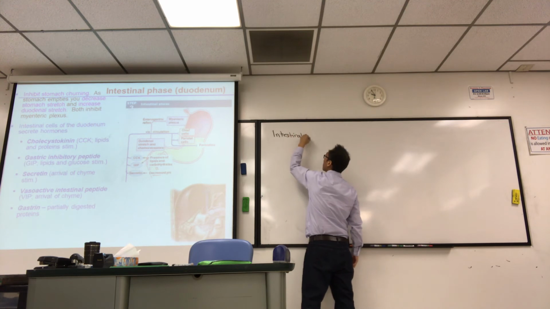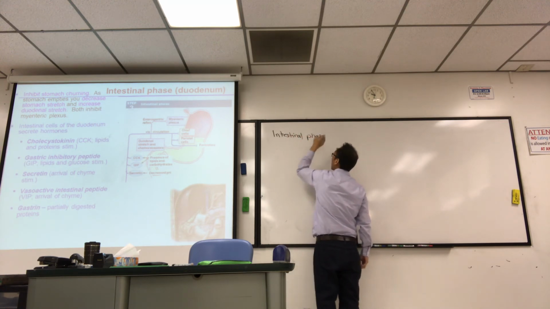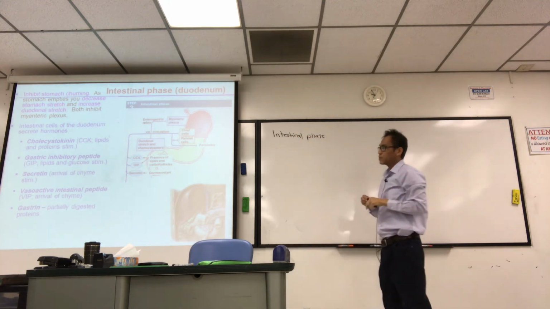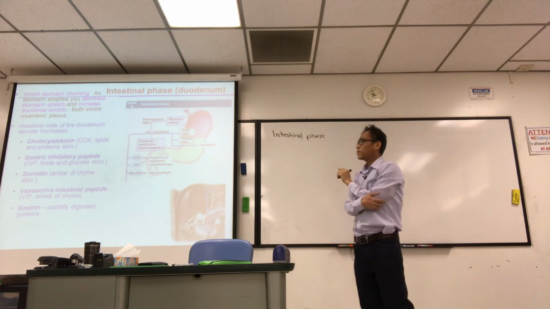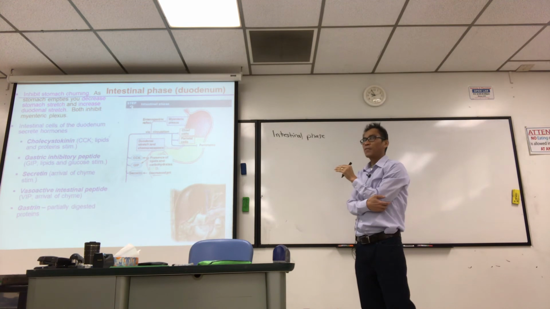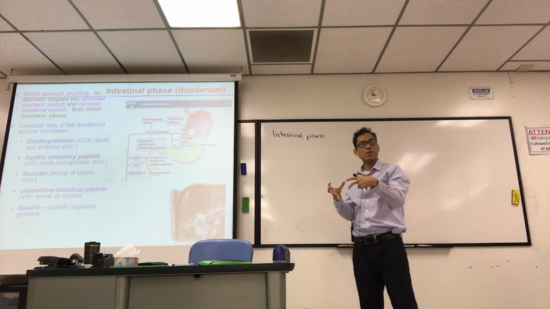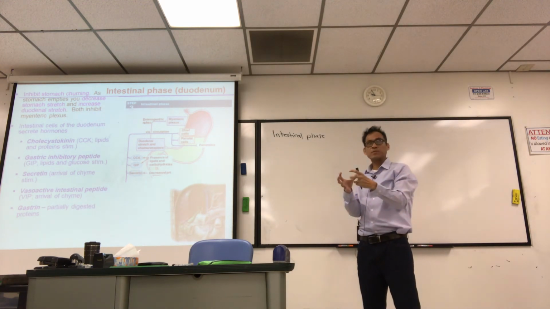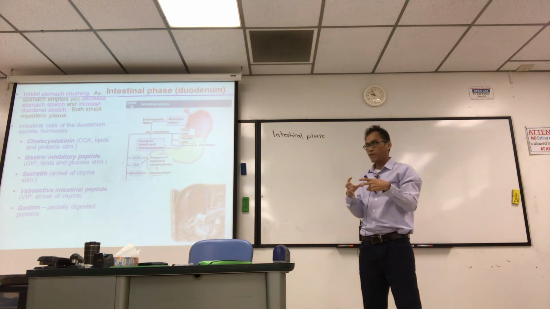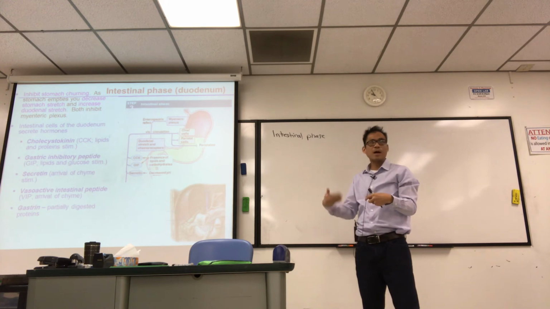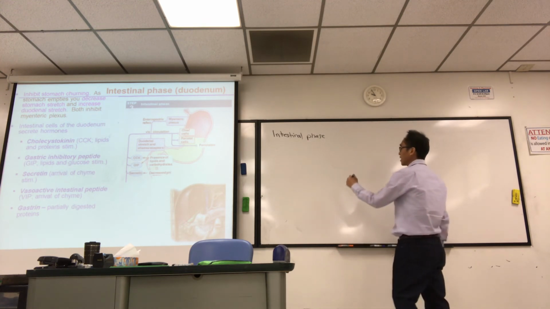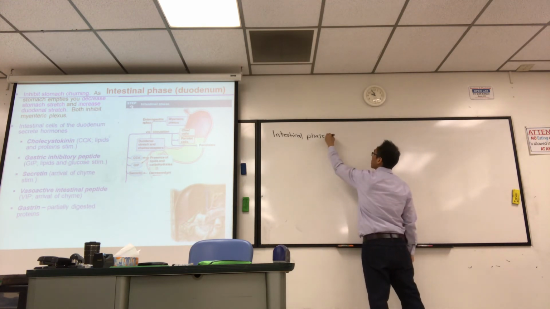So the intestinal phase is really the hormonal phase. Generally speaking, food that reaches the duodenum negatively feeds back on the stomach. It wants the stomach to slow down, because once it starts to receive food, it can't distend very much. So it really needs the stomach to slow down so it can do its job better. It can't receive too much at once.